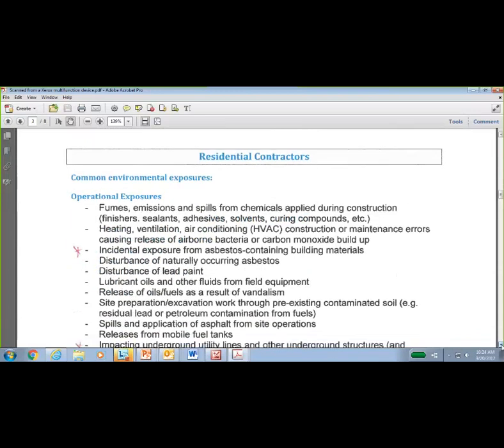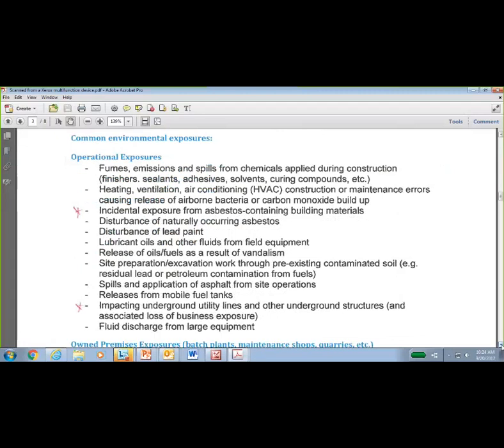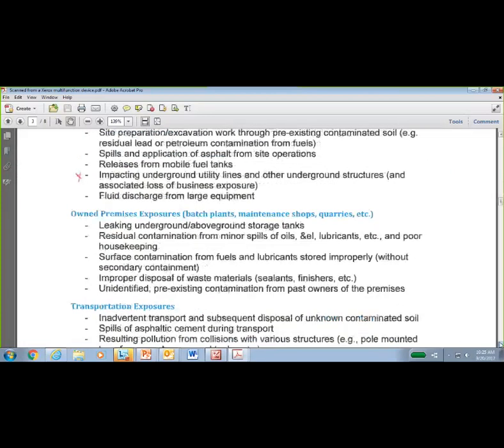In your area, they could disturb some naturally occurring asbestos or some asbestos that's in tiles or pipe coatings. They can encounter some lead paint. If they do any subsurface investigations, they can impact underground utilities or ghost tanks, something that hasn't been discovered, and create a pollution condition. And it can even be something that they don't realize during the course of the job.